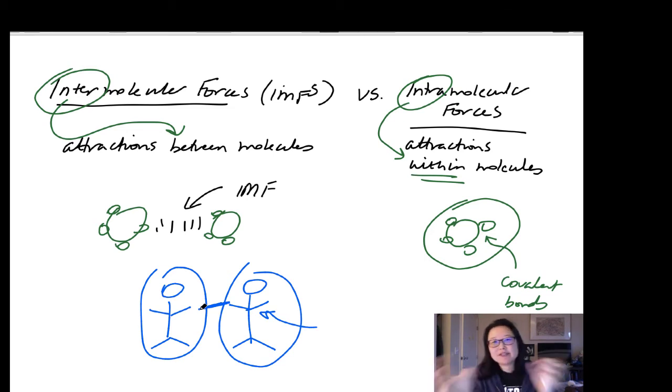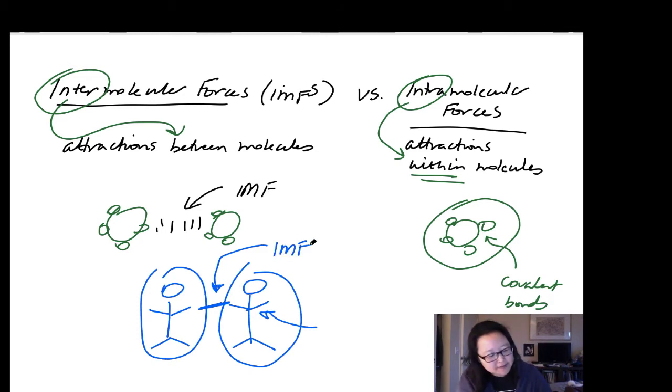So when you give these two people energy, they're going to break apart where? Hopefully they break apart here, okay? Otherwise it'd be pretty gruesome. So that is the intermolecular force, whereas these are like the covalent bonds.